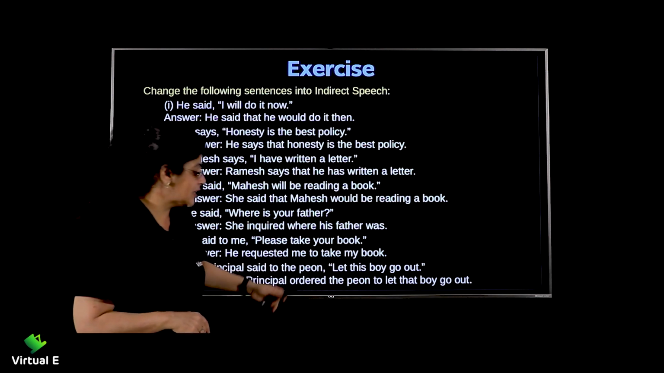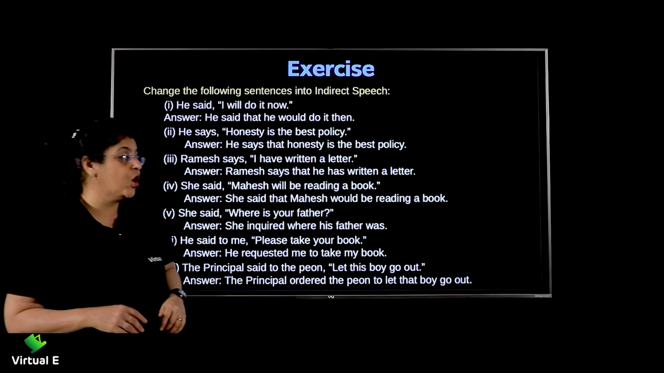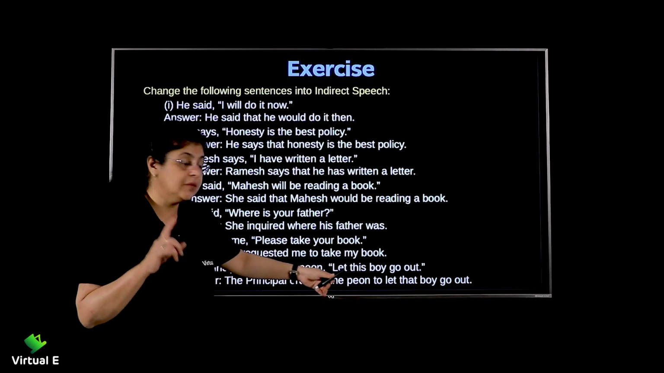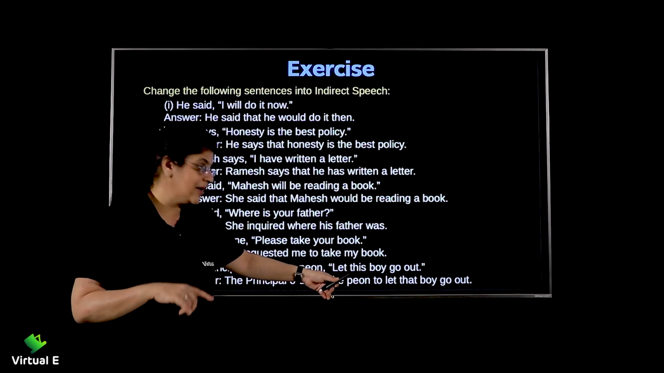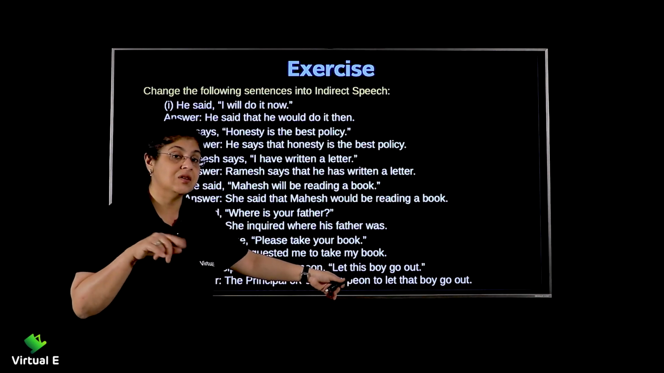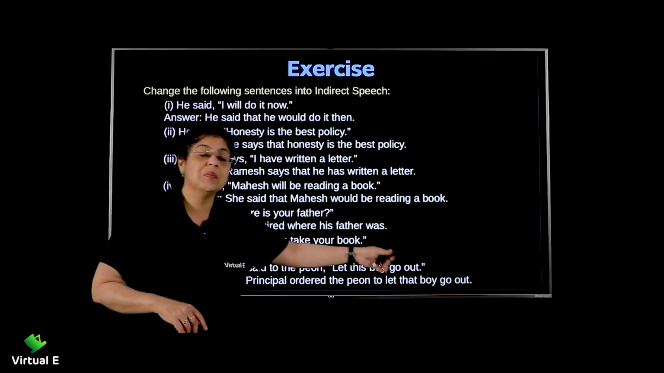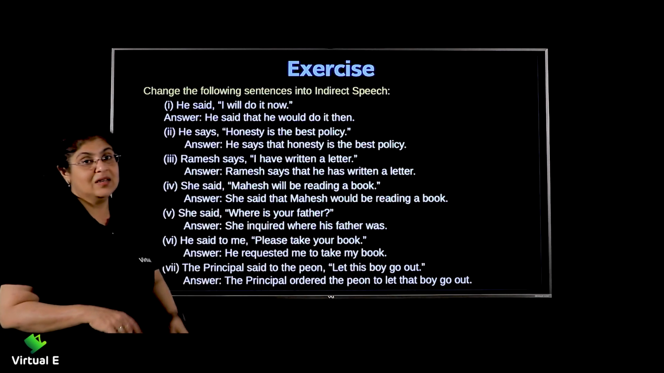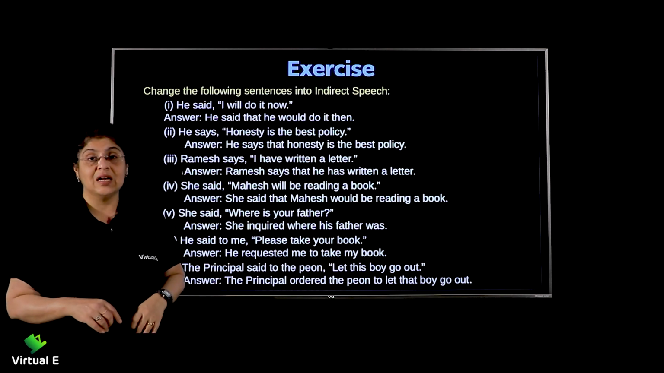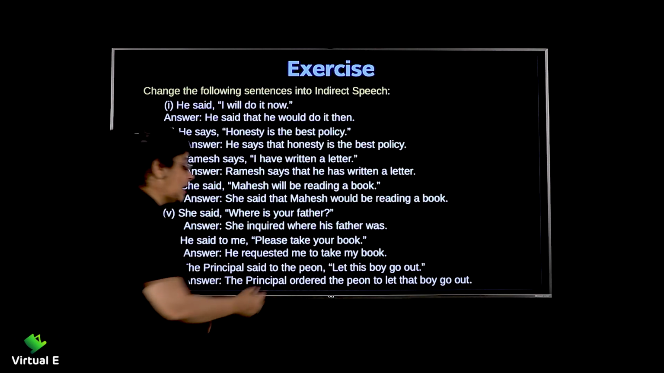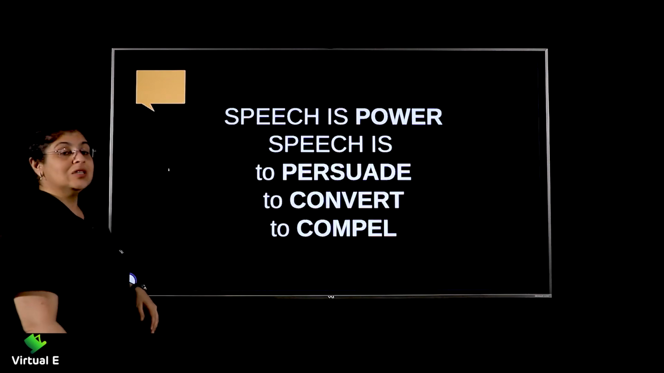The principal said to the peon, let this boy go out. The principal ordered the peon to let. Now this is permission, order. To let that boy go out. This will become that. So we have all types of sentences covered. Again, it was a good brush up. And now it's time for you to take over.